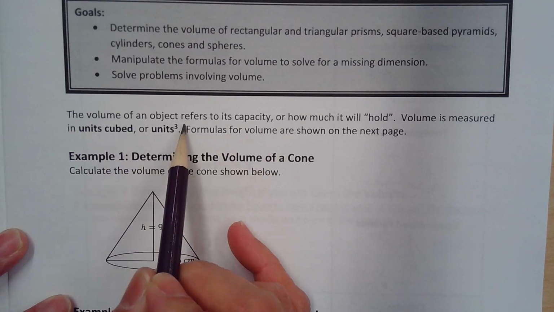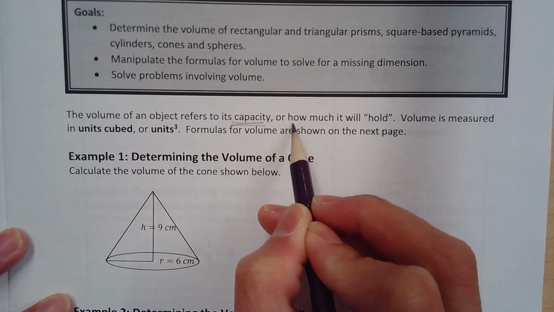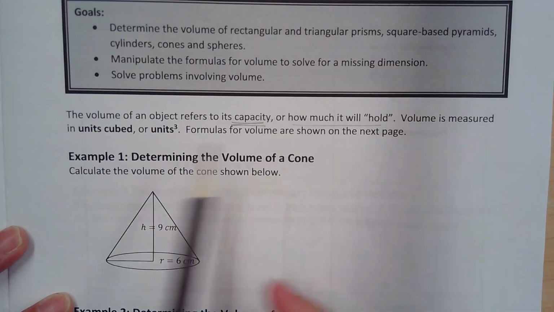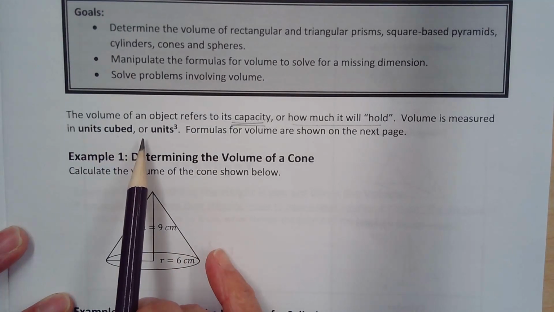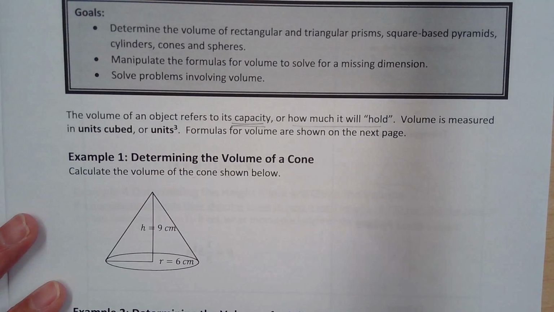The volume of an object refers to its capacity. How much could it hold? How much stuff? So when you're talking about volume, it's what's on the inside that's going to count. Okay, how much stuff can it hold? What's in the inside? So volume is measured in units cubed or cubic units. For example, we'll see that in a second.